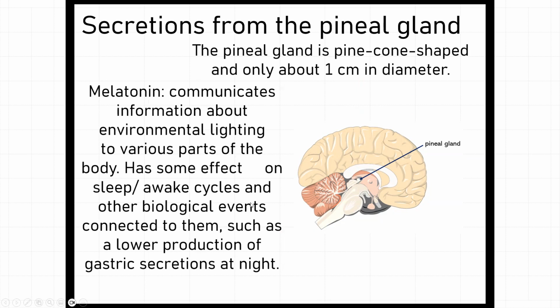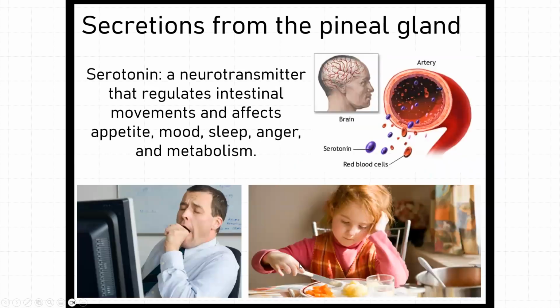It communicates information about environmental lighting to various parts of the body and has some effect on sleep-awake cycles, as I told you, the circadian rhythm and other biological events connected to them, such as a lower production of gastric secretions while we are sleeping or while we are resting. Another secretion from the pineal gland is serotonin. Serotonin is a neurotransmitter that regulates intestinal movements and affects appetite, mood, sleep, anger, and our metabolism.